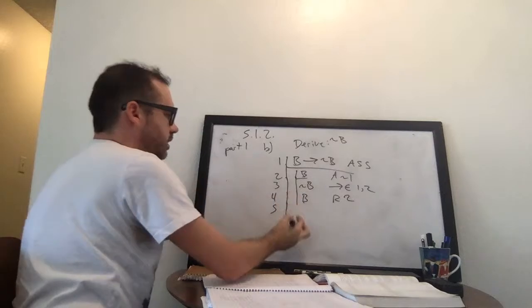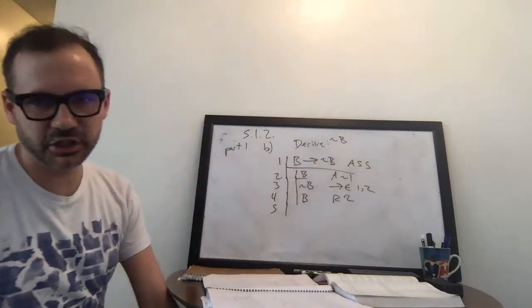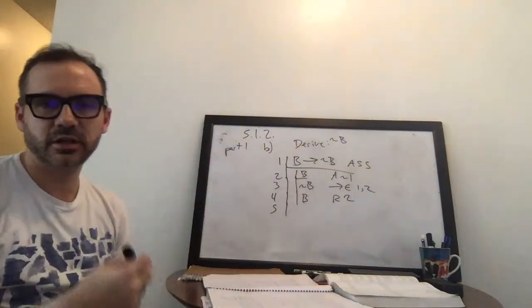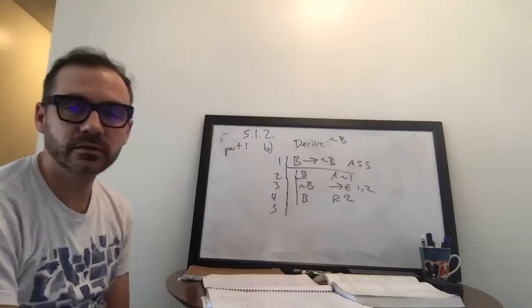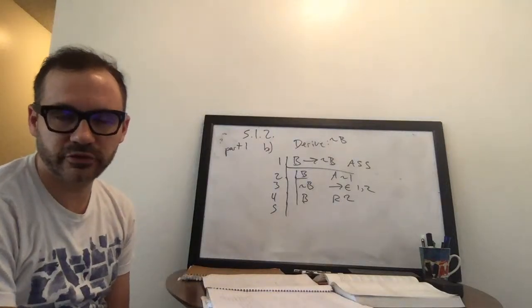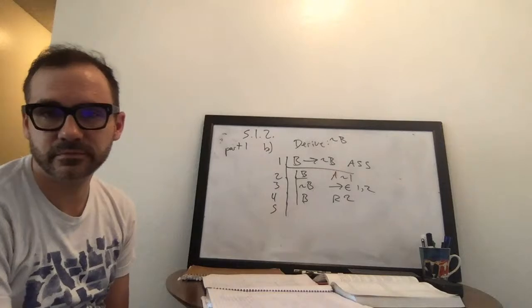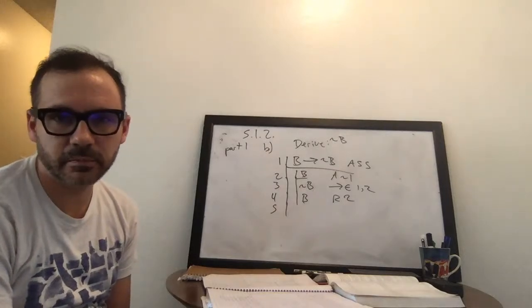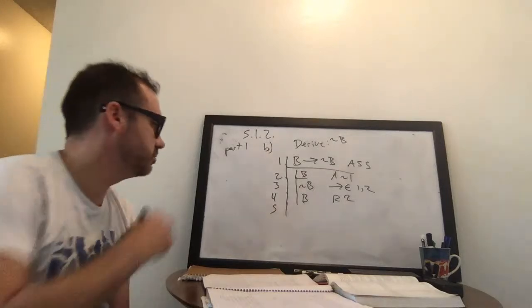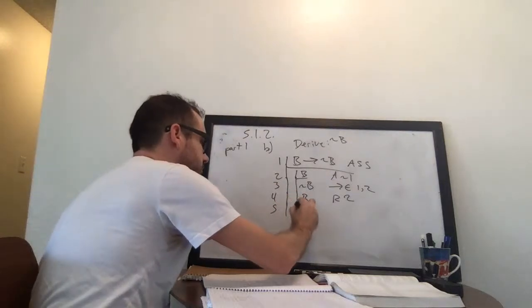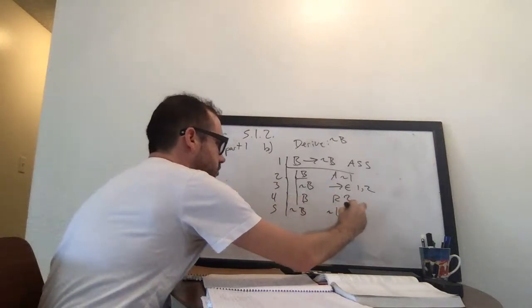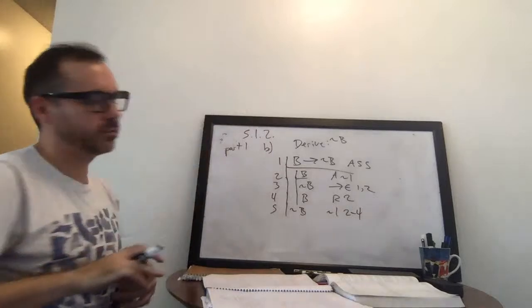So then, having obtained a contradiction in the scope of the assumption, which we started with B, what is the procedure to do now on line 5? Yes, good, Tanya. To write not B from negation introduction 2 through 4. And that would be the proof of this problem.